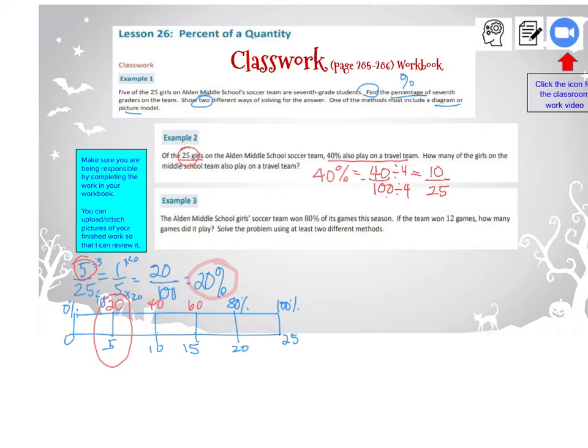Okay, 10/25 means that 10 of the 25 girls are on that travel team.